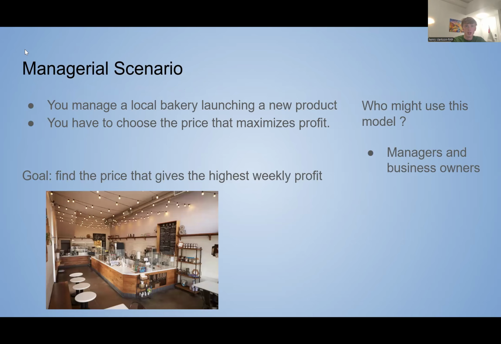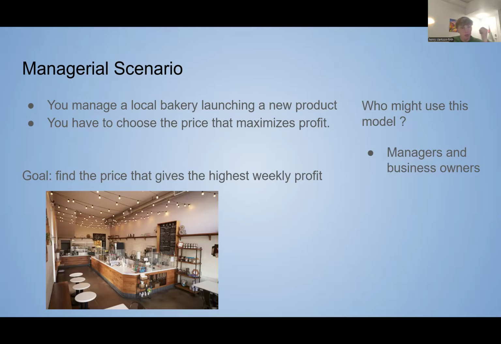Managerial scenario. Let's start with a real world example. Imagine I'm the owner of a small bakery introducing a new product called the Cronut Deluxe. It's a mix between a croissant and a donut, and we're trying to decide how much to charge for it. If we set the price too high, customers are just going to go to other stores. But if we set it too low, I would be losing out on profit. So we need to find the perfect price to maximize profit, which is the goal: find the price that gives you the highest weekly profit.